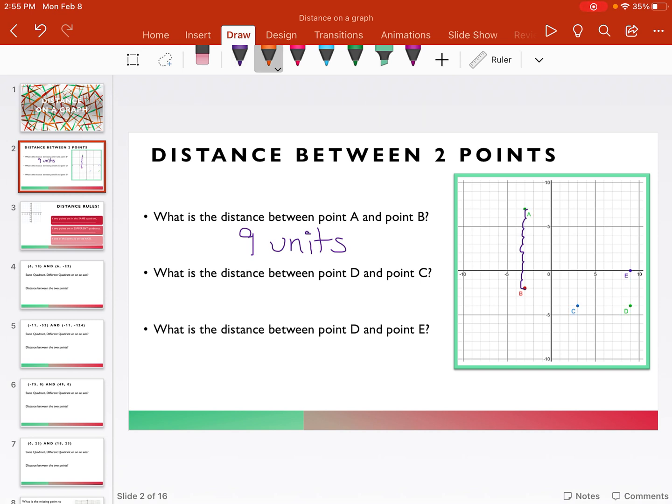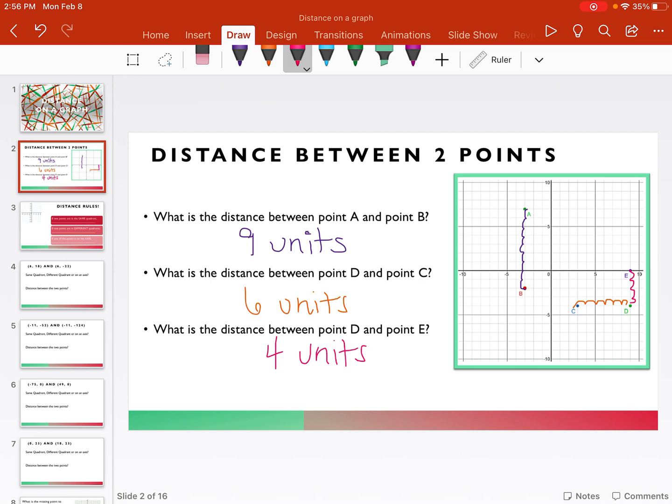Okay, we can do the same thing from D to C. 1, 2, 3, 4, 5, 6 hops away. So this is 6 units. Go ahead and do from D to E. Okay, from D to E, we should be going 1, 2, 3, 4 hops. So 4 units. Make sure you're counting the spaces in between, or the blocks, or the bunny hops, not each corner. That is something different.